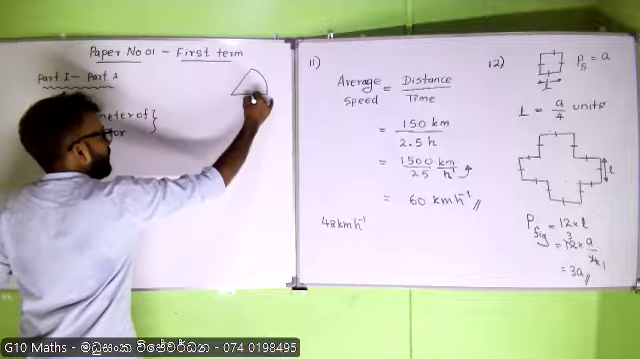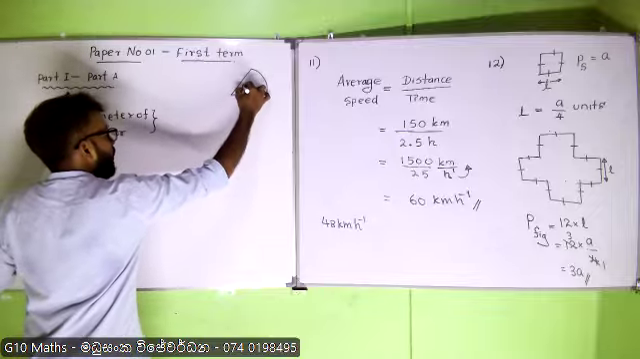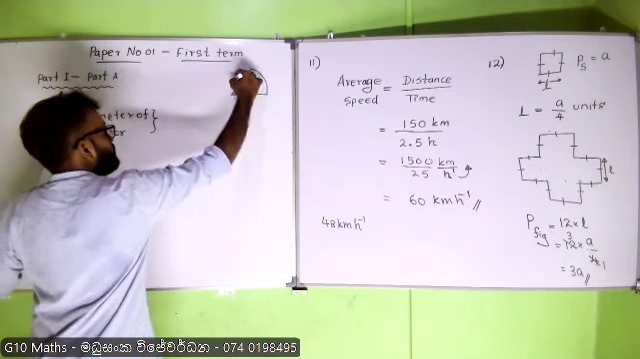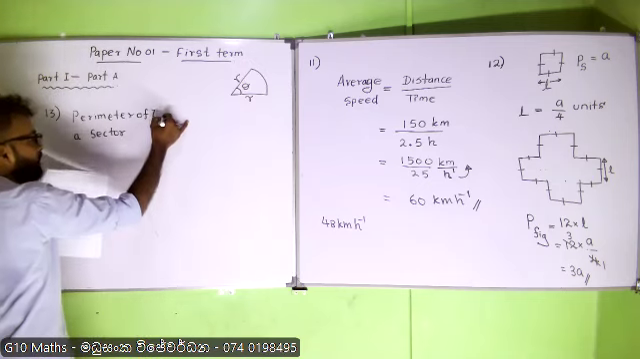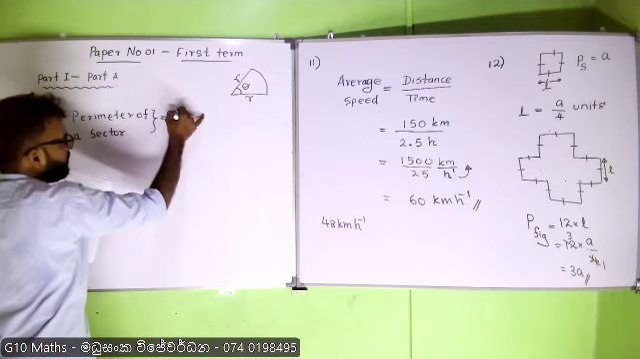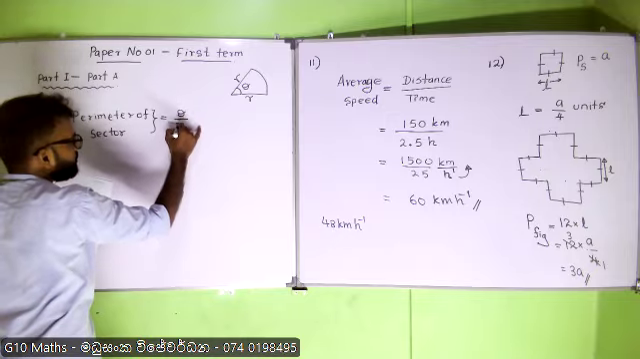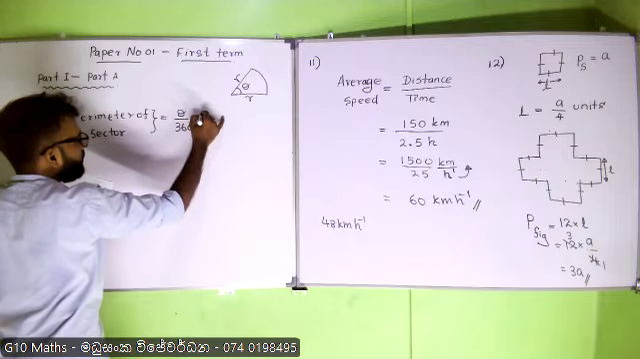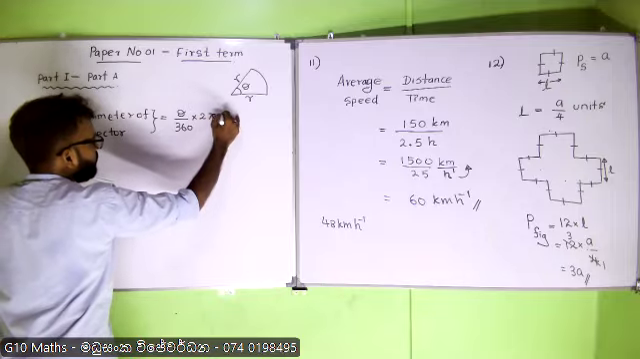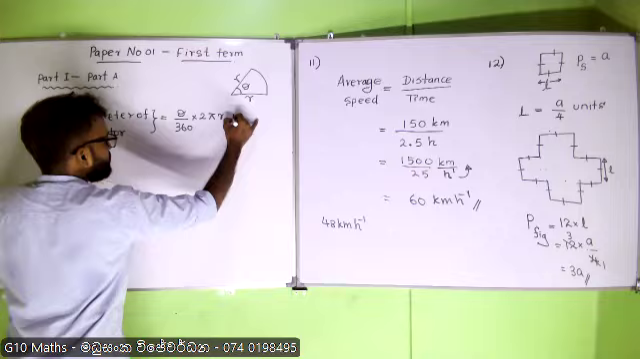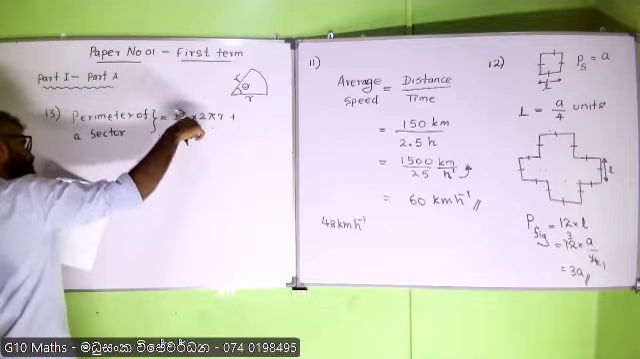I will take this as R and this as theta. This is R, this is R. And you know how to find the arc length as well. Arc length can be found as theta divided by 360, the portion of the circle, multiplied by 2 pi R. That is the arc length.